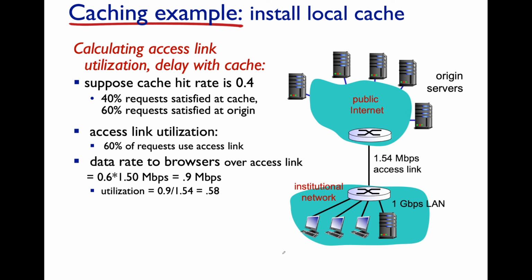So the data rate to the browsers over the access link is going to be reduced. Before we had 1.5 megabit per second. That was the 100 kilobit times 15 requests per second. We multiply that by 0.6. That's just 0.9. And with that 0.9 megabits per second of effective bandwidth across the access link, that means that we're going to have a link utilization of 0.58 for a total of 58%. So we've almost dropped in half.